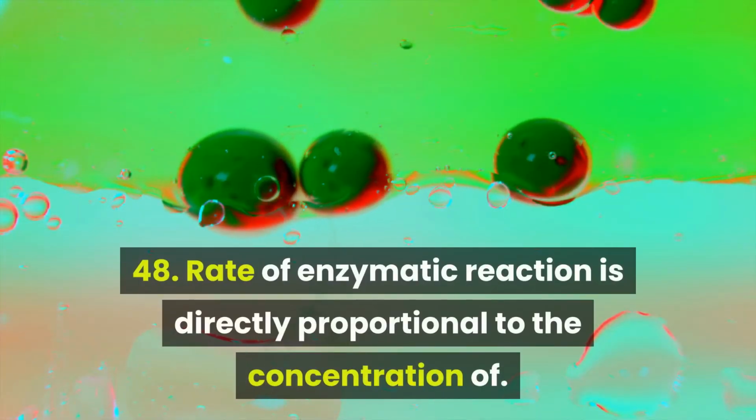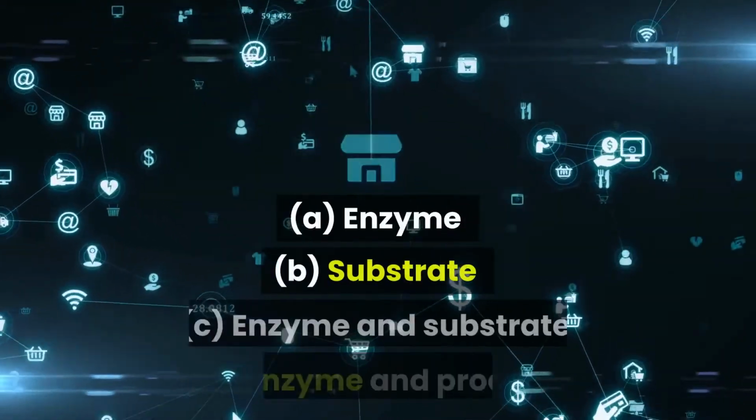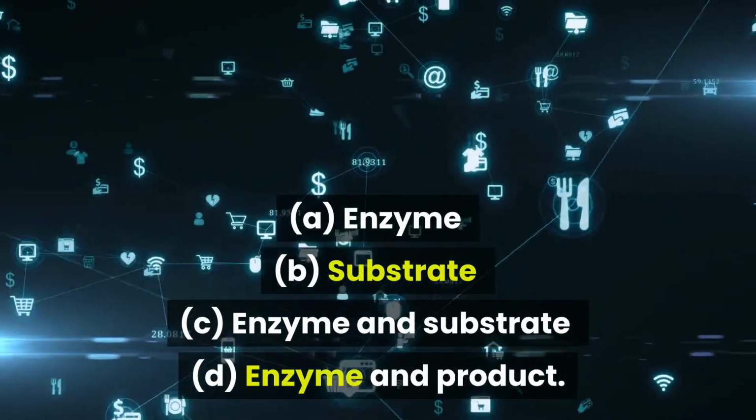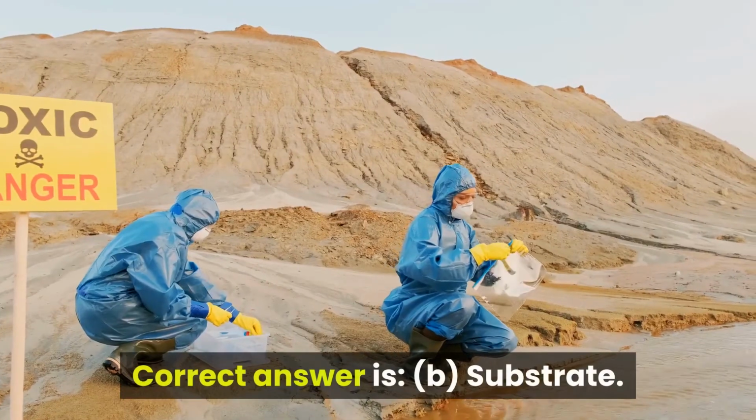Isoenzymes. 48. Rate of enzymatic reaction is directly proportional to the concentration of A. Enzyme. B. Substrate. C. Enzyme and substrate. D. Enzyme and product. Correct answer is B.